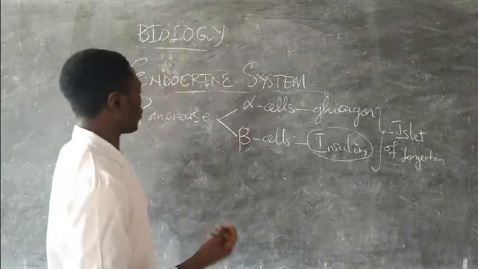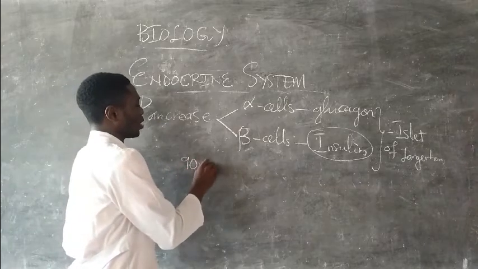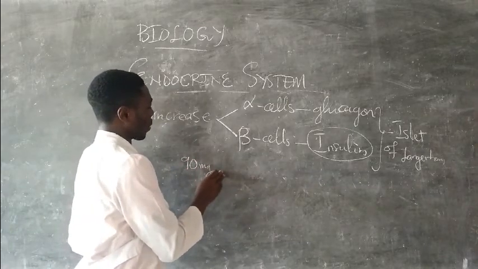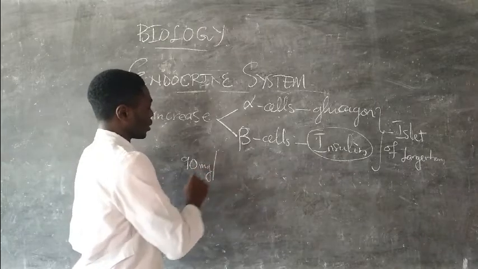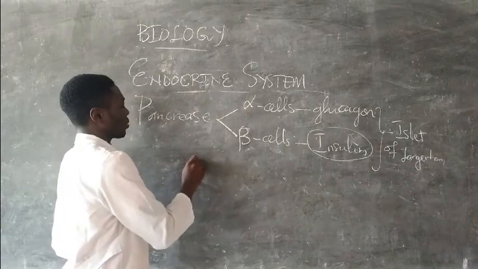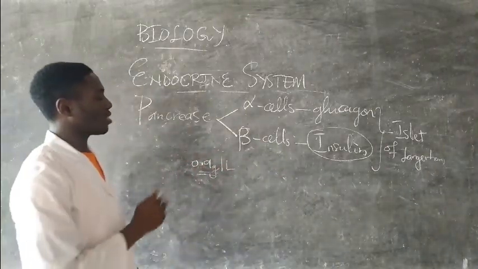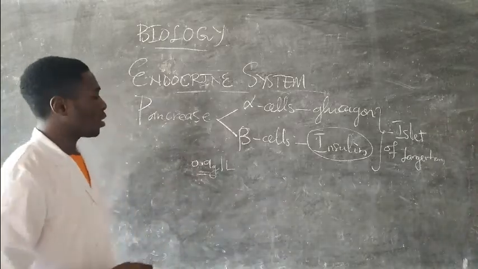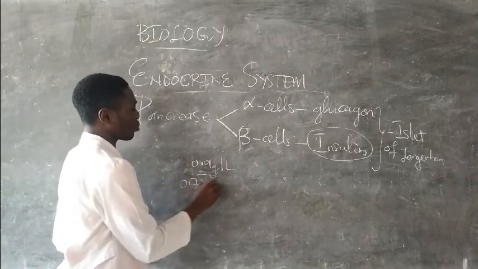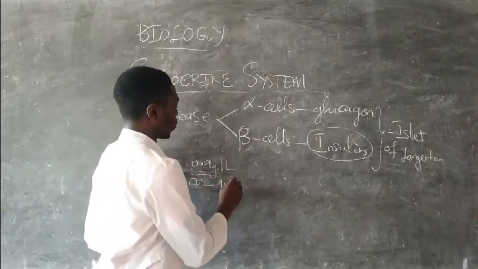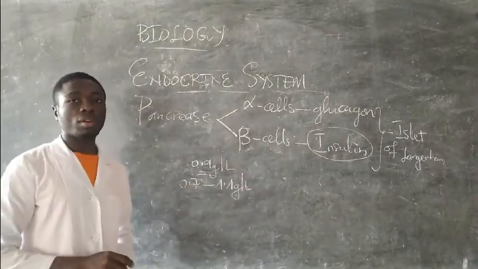The normal level of glucose in blood at advanced level, I think we take something like 90 milligrams per 100 cm cube of blood, or let me say 0.9 grams per liter. So you have 0.9, but actually it's a range from 0.7 to 1.1 grams per liter. So this is the normal range of glucose in blood.